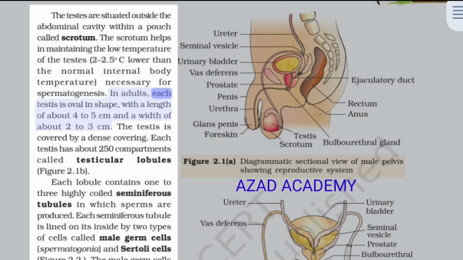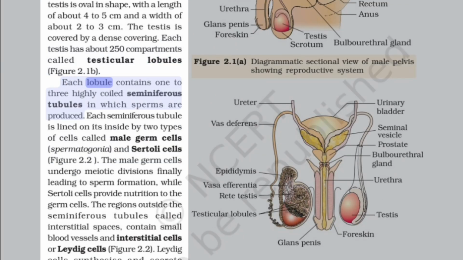In adults, each testis is oval in shape, with a length of about 4 to 5 centimeters and a width of about 2 to 3 centimeters. The testis is covered by a dense covering. Each testis has about 250 compartments called testicular lobules. Each lobule contains 1 to 3 highly coiled seminiferous tubules in which sperms are produced.